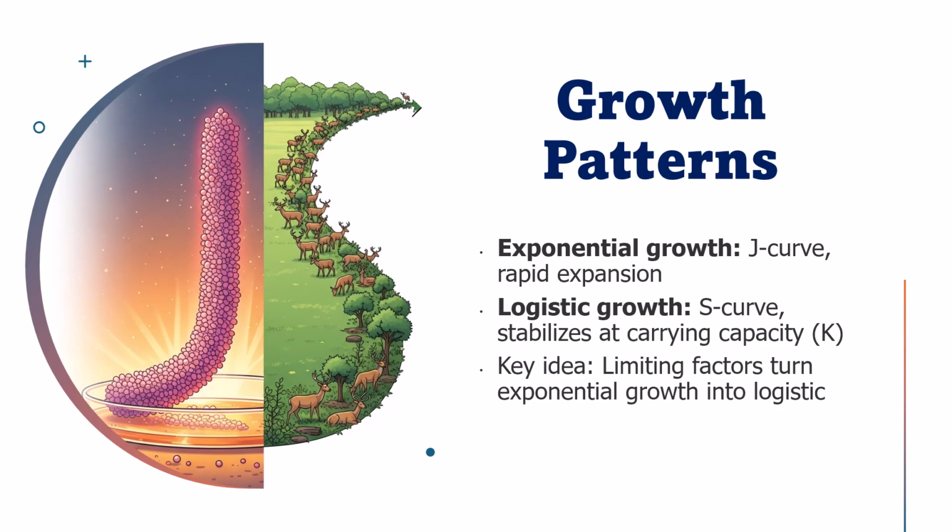In contrast, logistic growth is more realistic in the natural world. It starts exponentially but slows as resources become limited, eventually stabilizing around the ecosystem's carrying capacity, that is K, producing the S-shaped curve. For example, deer herds in forests may initially boom until limited food and space prevent further expansion. These models illustrate nature's check on uncontrolled growth and set the stage for understanding limiting factors.